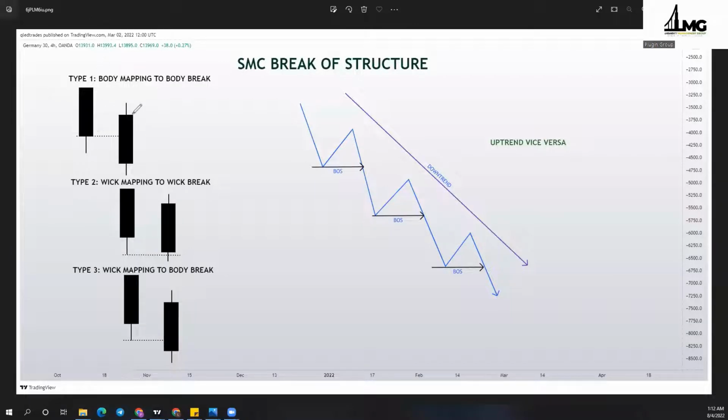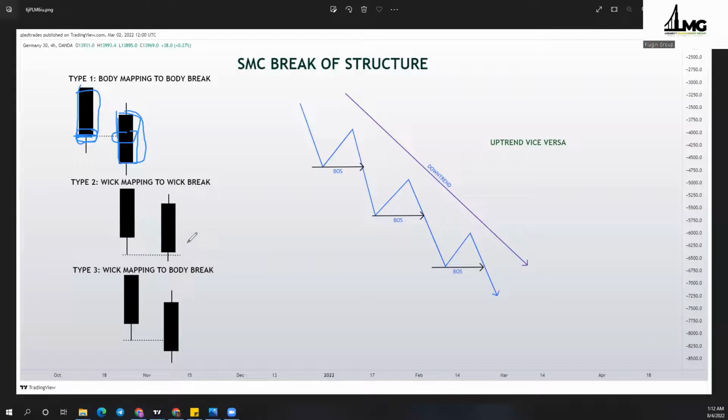On this body mapping to body break type of structure, we see price breaking this body by a body. So this candlestick's body breaks the body of this candlestick. It breaks the close rather, the close at this point is broken by this candlestick's body.